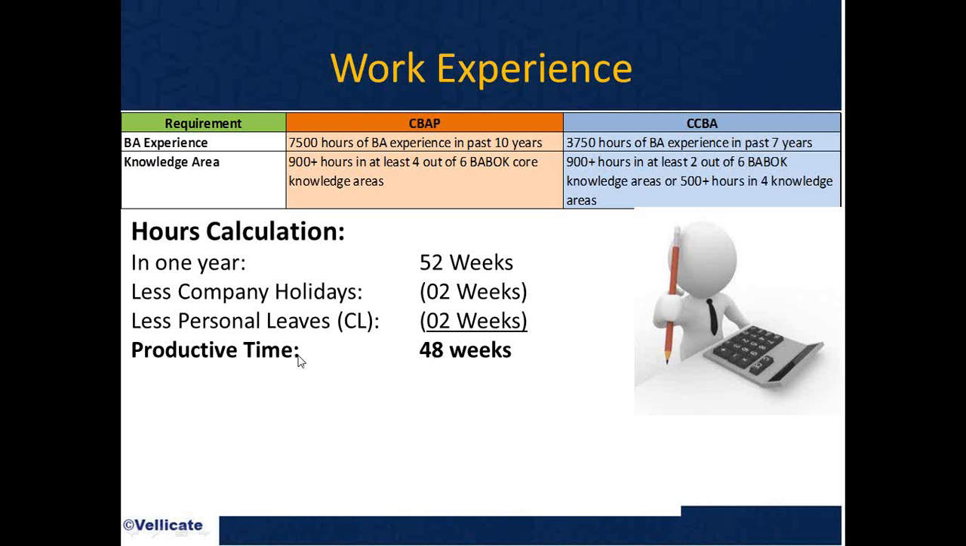So 48 weeks is the productive time that we have every year, and every week we have 40 hours, and therefore if you multiply this by 40 hours, you get 1920 hours. These are the productive hours that we have every year. Now, even if we are full-time BAs, we do a lot of work which is not BA work. For example, we attend project meetings. Attending a project meeting is not a BA task.